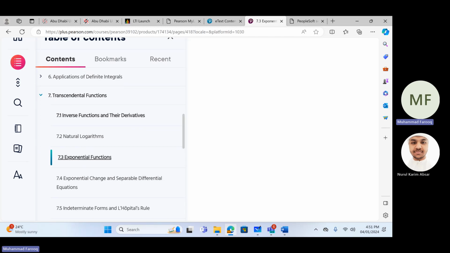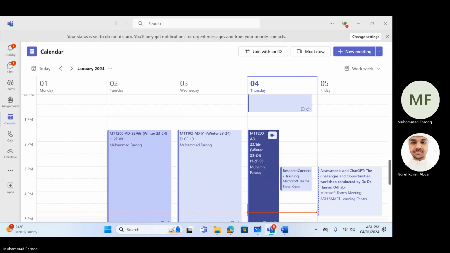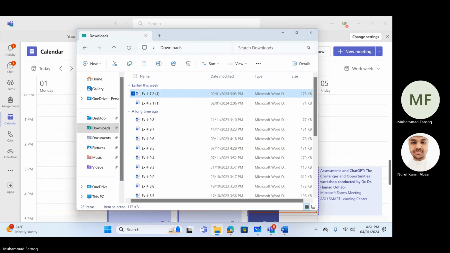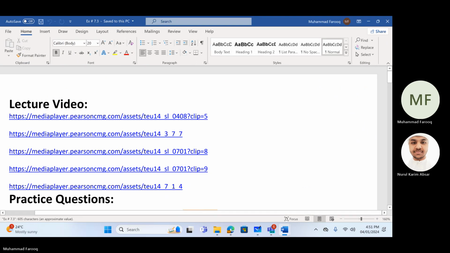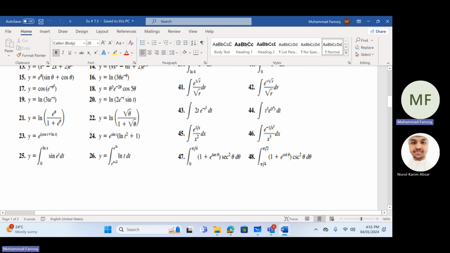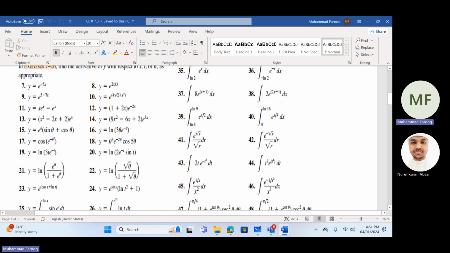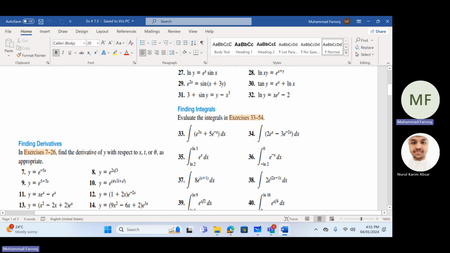Okay, anyway, I can open the themes, it's fine. So let's go with the integration questions, please. I think start from here. Yes, here. Finding integrals.